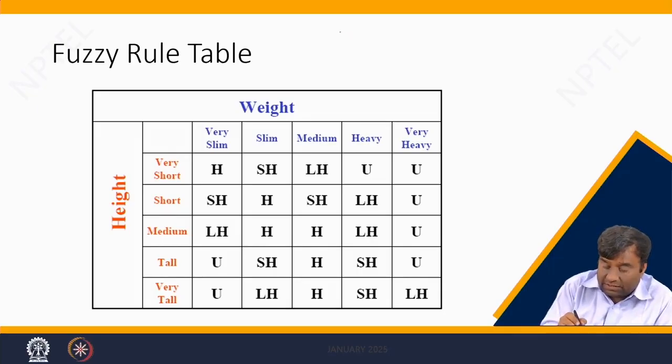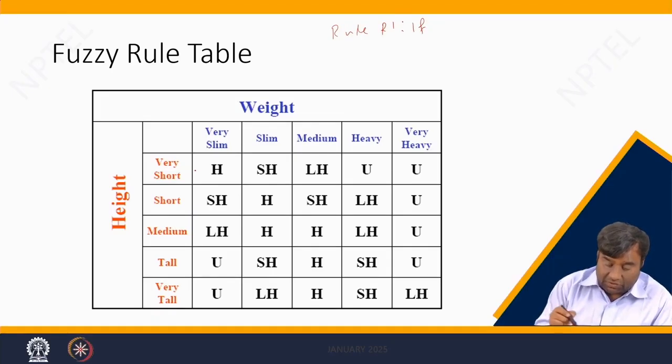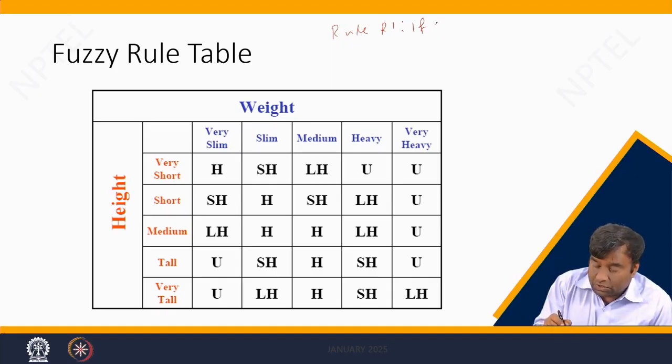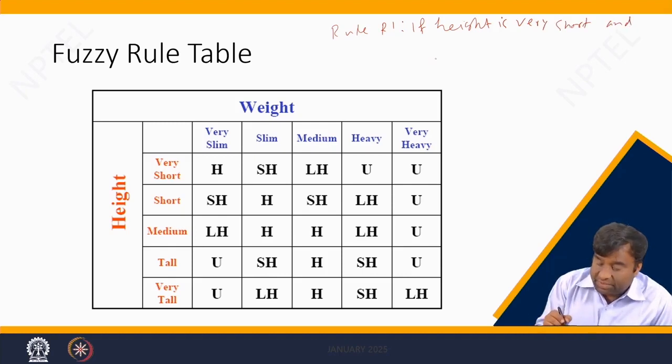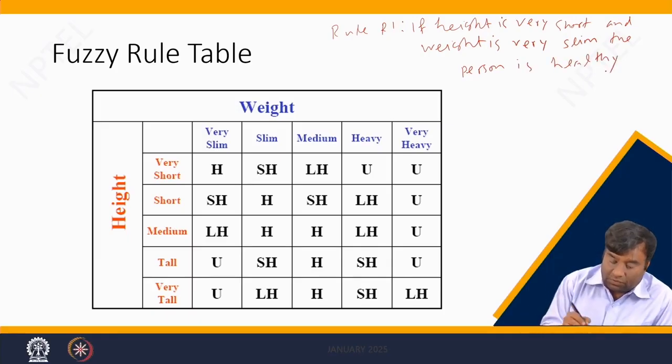So rule 1, you can say rule R1, is: if height is very short and weight is very slim, then the person is healthy. So that is rule R1.